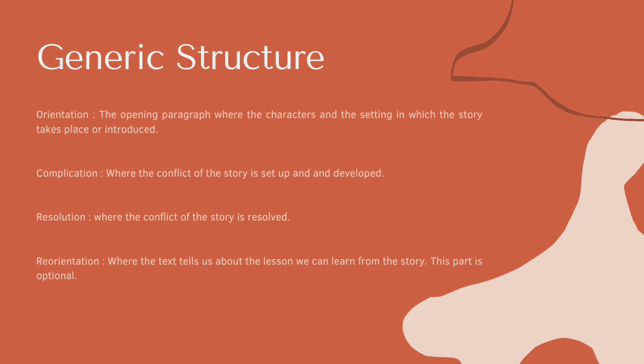Generic structure. Orientation: the opening paragraph where the characters and the setting in which the story takes place are introduced. Complication: where the conflict of the story is set up and developed. Resolution: where the conflict of the story is resolved. And or reorientation: where the text tells us about the lesson we can learn from the story. This part is optional.